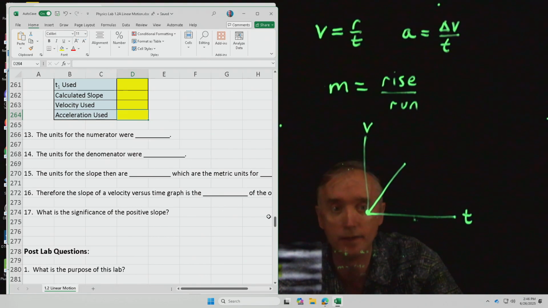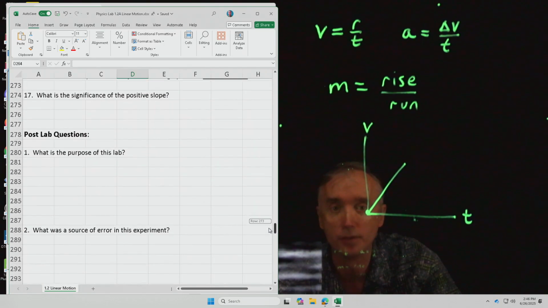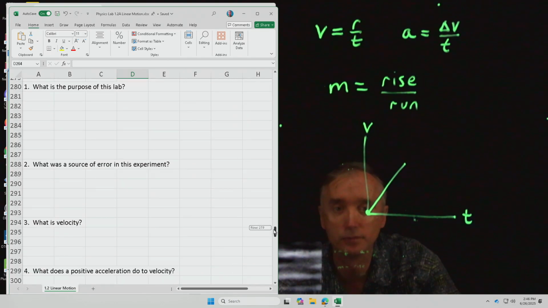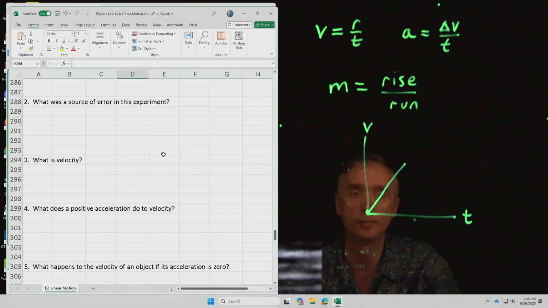Okay, so that is the lab. So now let's go down to the post-lab questions. So what's the purpose of the lab? So, to copy and paste. Now this one did have error. A lot of these computer labs, they don't have any error to them, but this one did. So why do you think that sometimes your numbers did not match up?